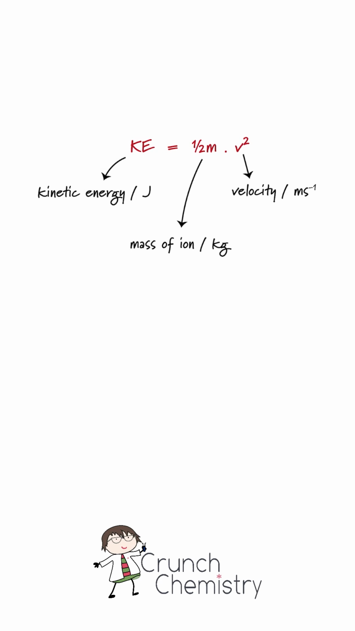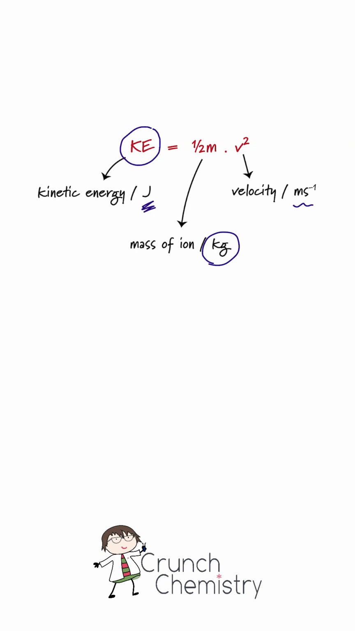So here come the equations. Once a sample's been ionized, these ions are accelerated so they have the same kinetic energy, and the unit for kinetic energy is joules. We know that kinetic energy is equal to half the mass of the ion in kilograms, multiplied by the square of the velocity, and velocity is in meters per second.